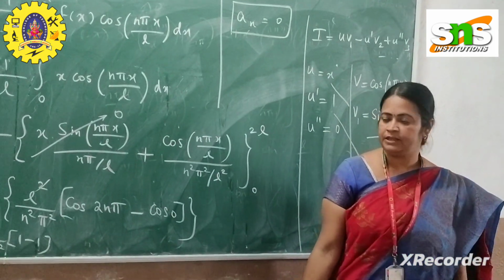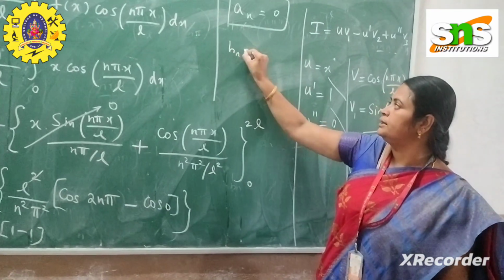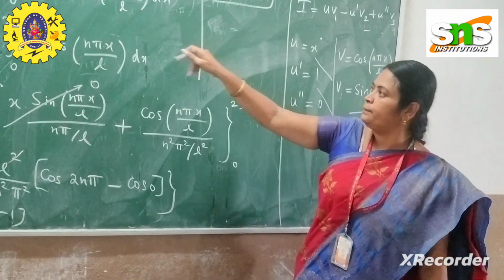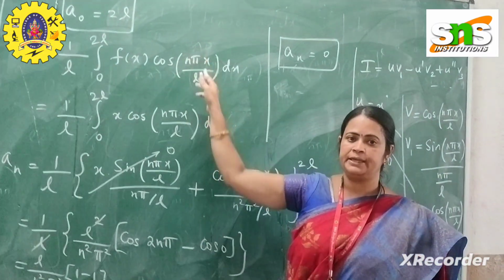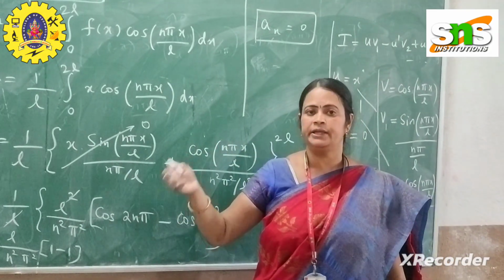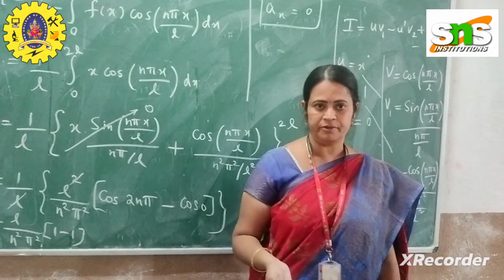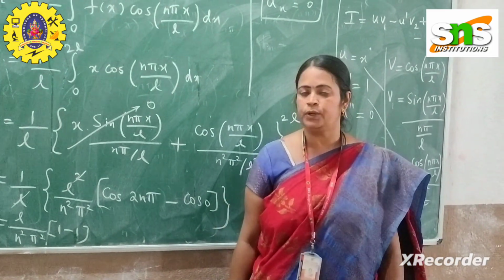Suppose if they ask the value of bn, you have to find it similarly using the same formula, 1 by L integral f of x sin n pi x by L dx. After finding a0, an and bn, you have to substitute everything in the function f of x. Hope you understand. Thank you.